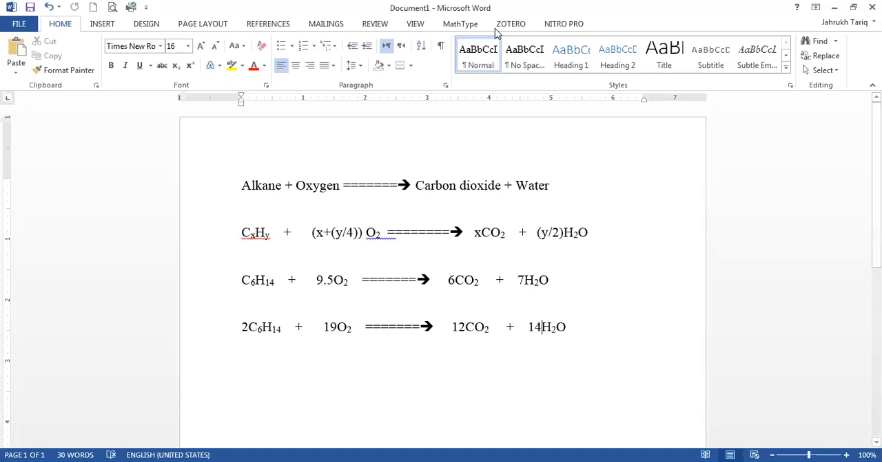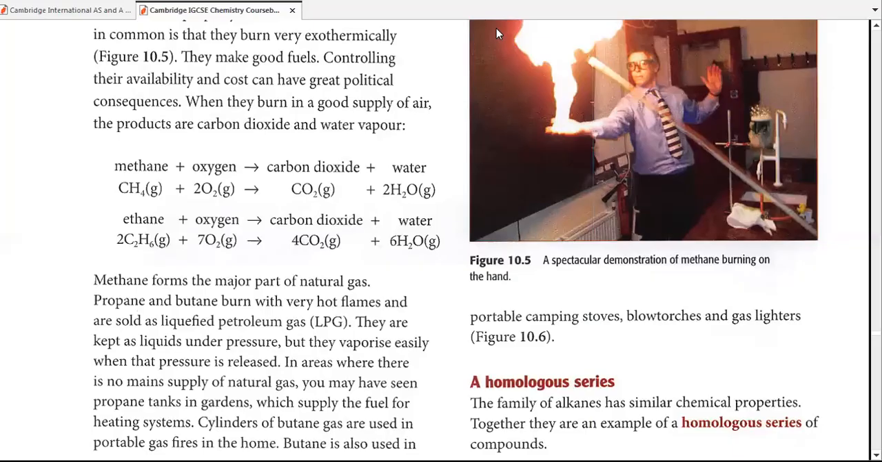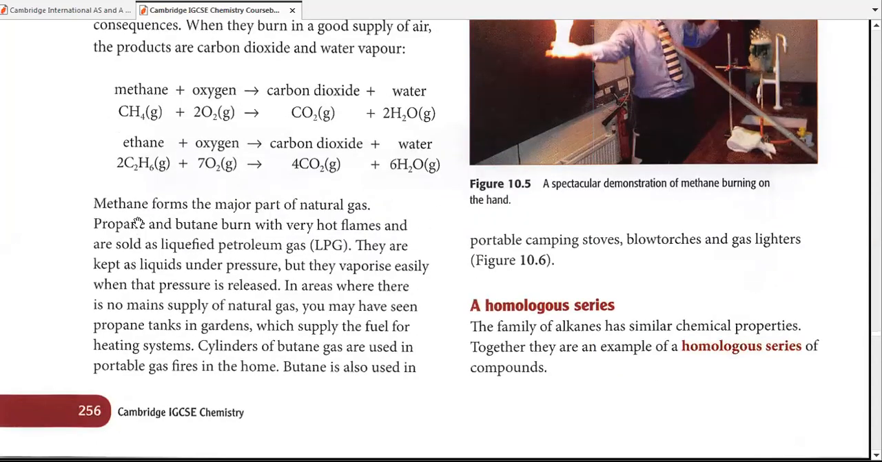What I'm going to do is that I'm going to stop. As we all understand that we have to balance the equations, and we just did a formula for balancing of alkanes like this. Let's study more about burning of alkanes. Methane forms the major part of natural gas. More than 90% of the natural gas that we use in our houses is methane. We use that to cook food. We may use it to produce electricity. We may use it to heat up our homes, whatever the requirement may be.